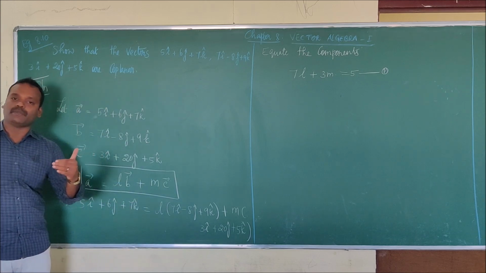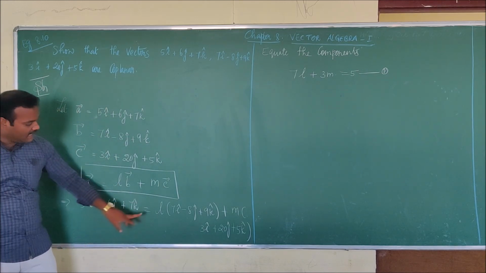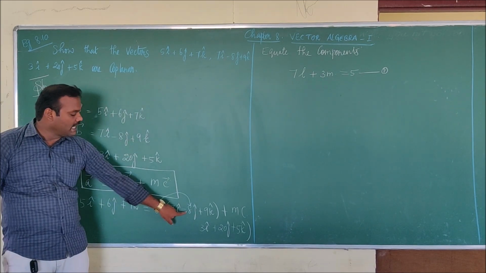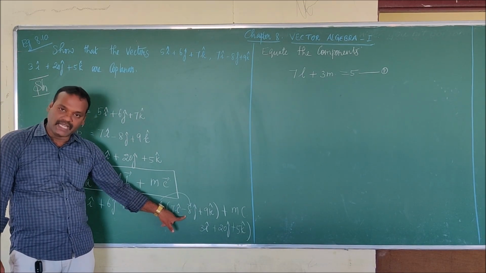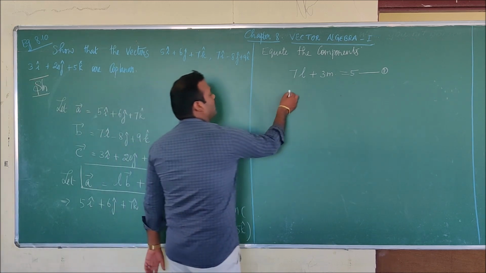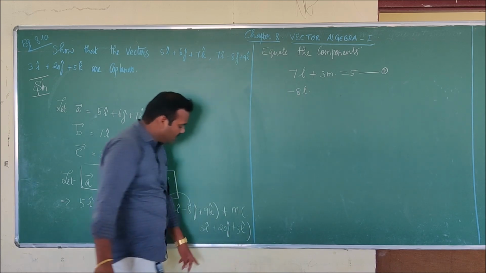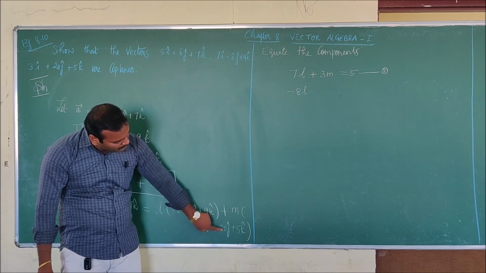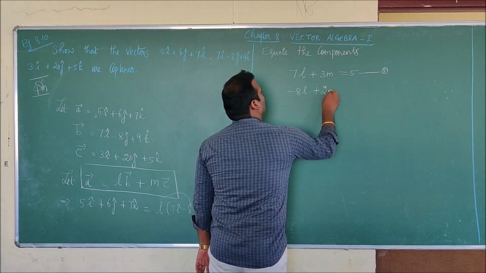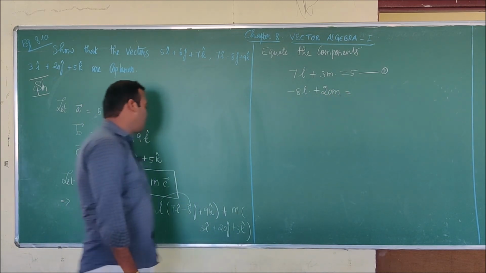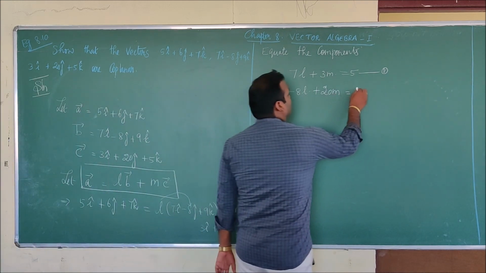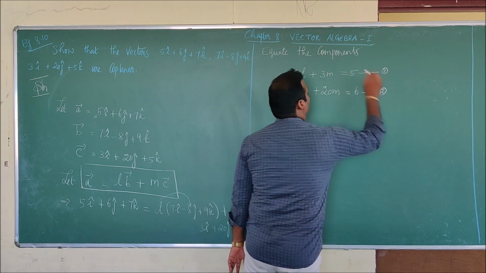Next I am going to equate j cap. Here L is multiplied with 8, and you have a minus, so minus 8L. Next, M into 20 is plus 20M. Going back to the left hand side, what is the j component here? 6, which is equal to 6. This is equation number 2.